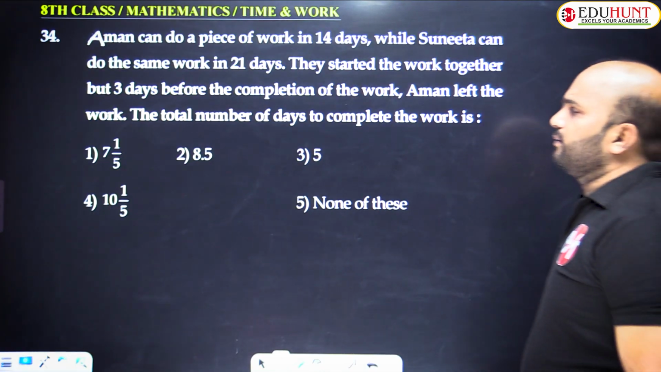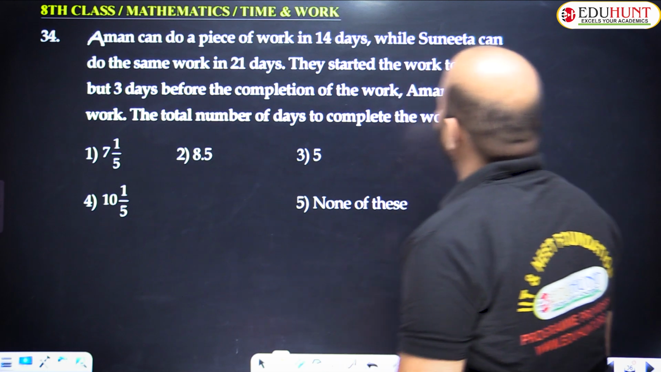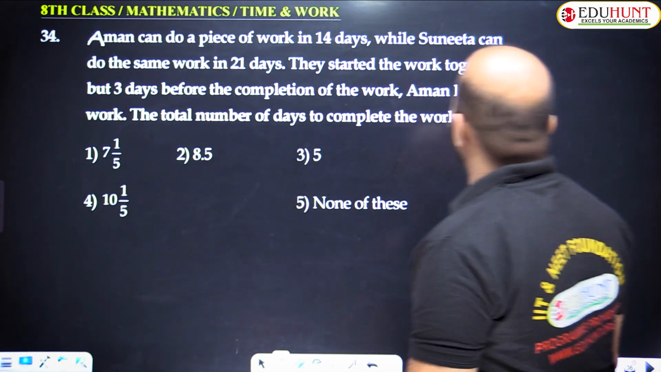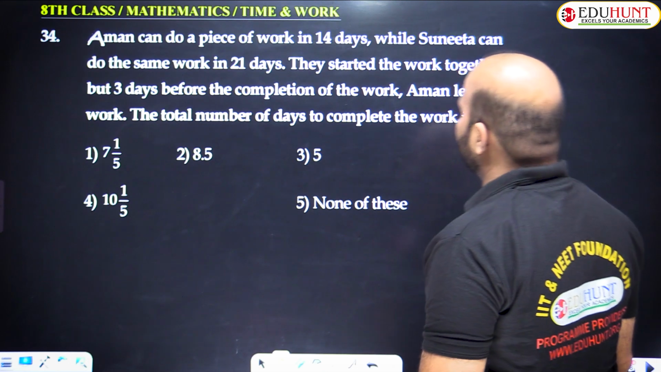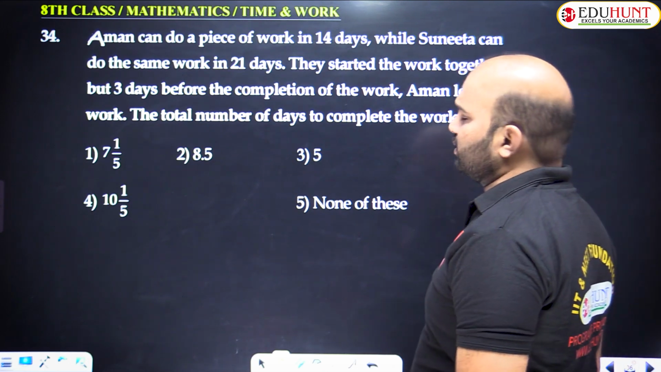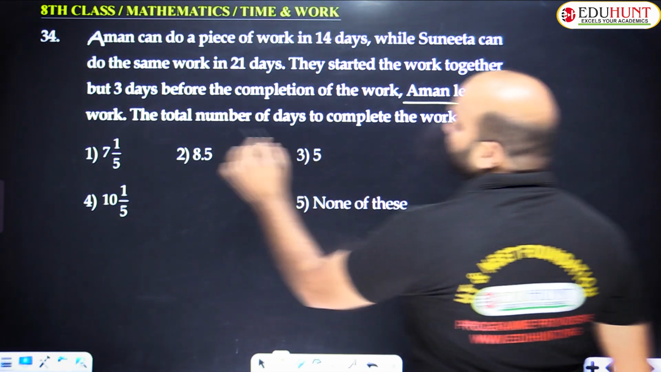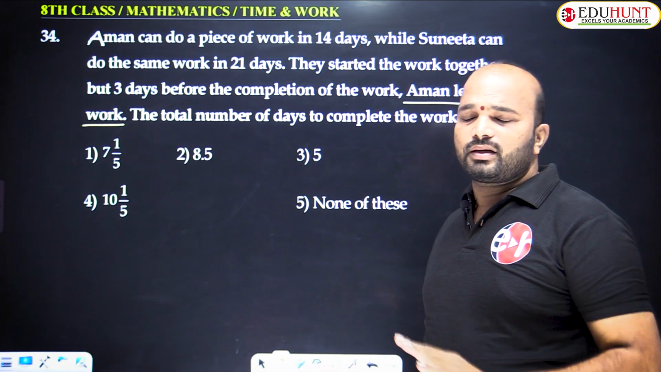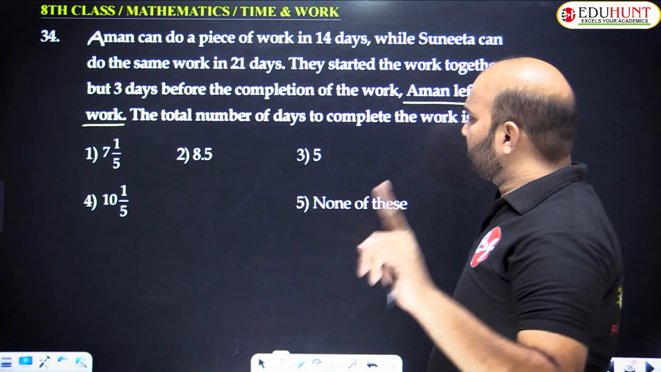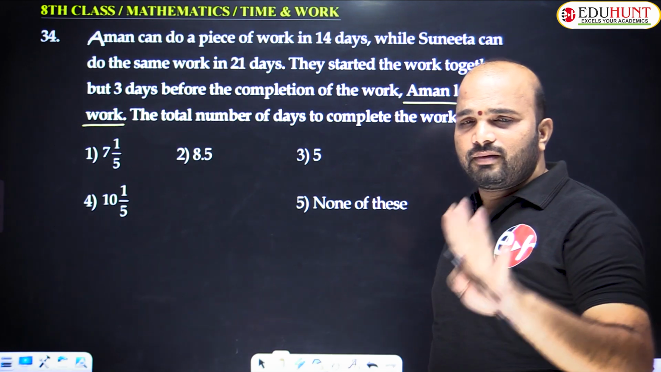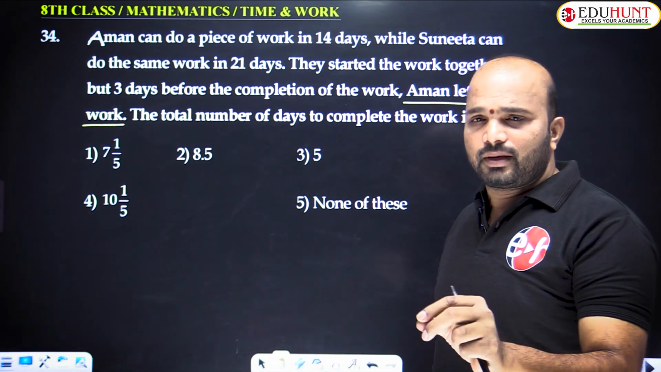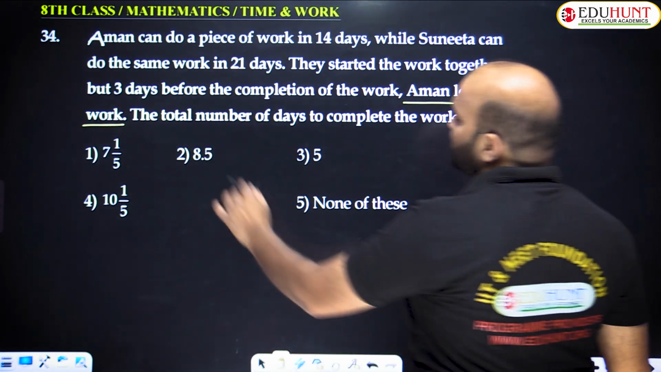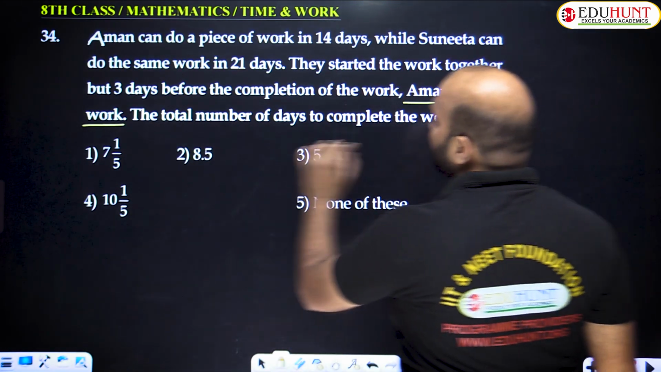Let's go to question number 34. Aman can do a piece of work in 14 days while Sunita can do the same work in 21 days. They started the work together, but 3 days before the completion of the work, Aman left the work. So in the middle of the work, Aman left. If it is given that in the middle of the work some people leave or join, we should always go with the equation method. That is going to be easy to calculate using the equation method. But finally, what I am asking in that question is the total number of days to complete the whole work.